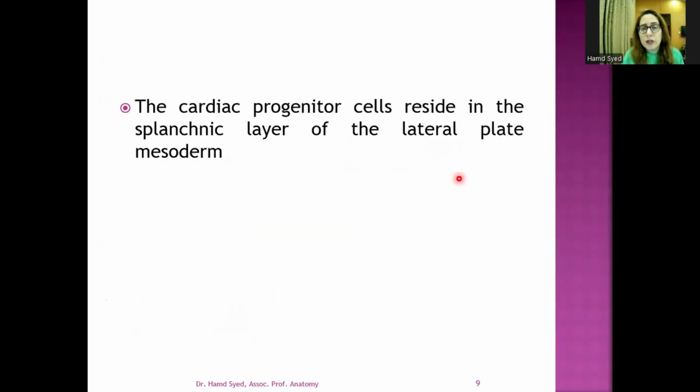Now, the cardiac progenitor cells, they reside in the splanchnic layer, that is the visceral layer of the lateral plate mesoderm. If you recall from the previous lectures on embryology, the mesoderm subdivides into three parts: the paraxial, the intermediate, and the lateral plate mesoderm. And the lateral plate mesoderm itself consists of somatic and visceral layers. Well, it is the visceral or splanchnic layer where the cardiac progenitor cells are going to settle down.